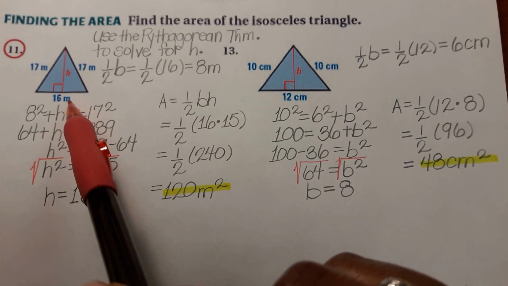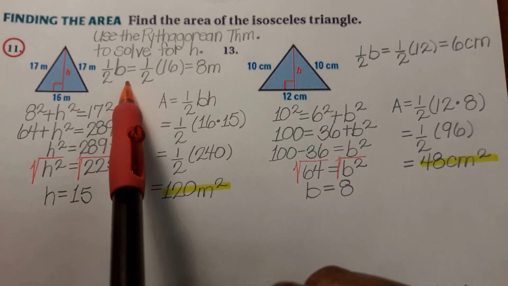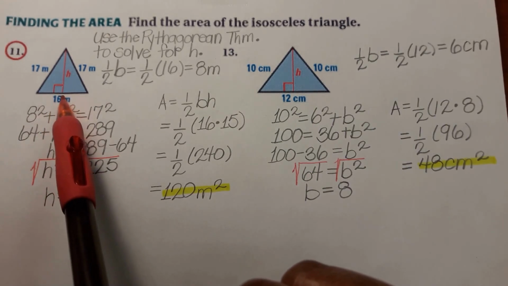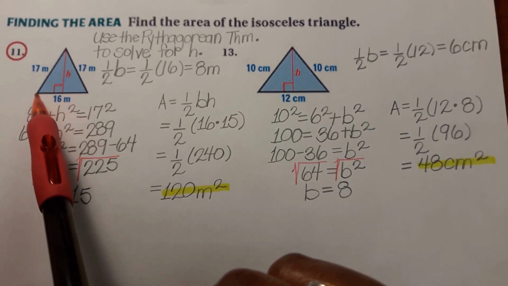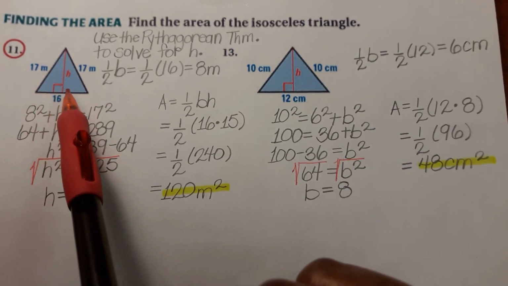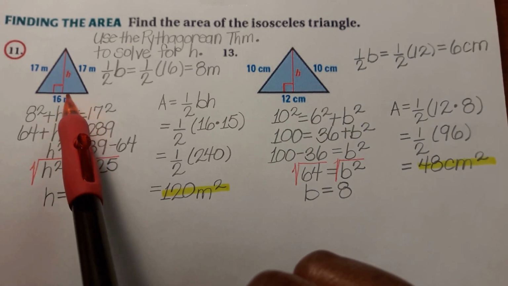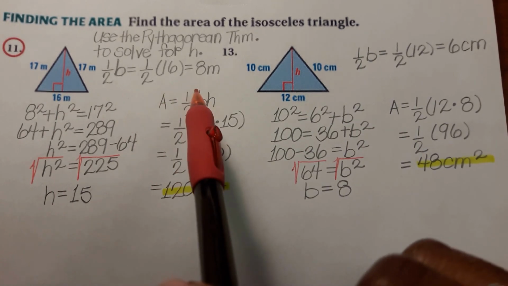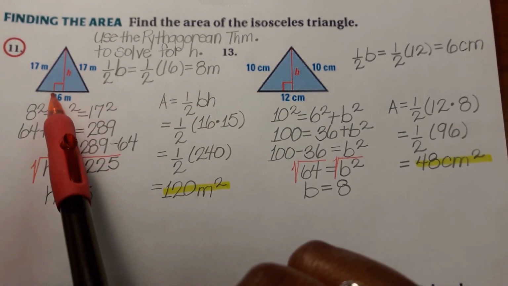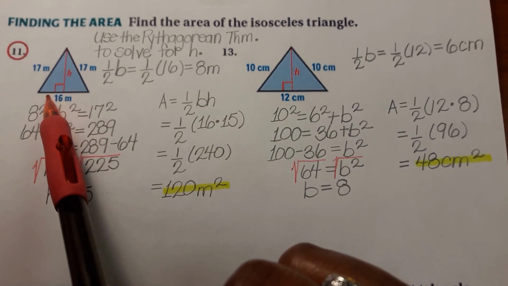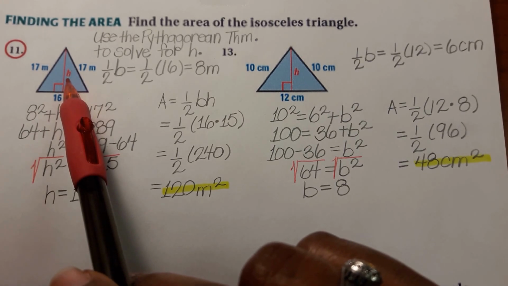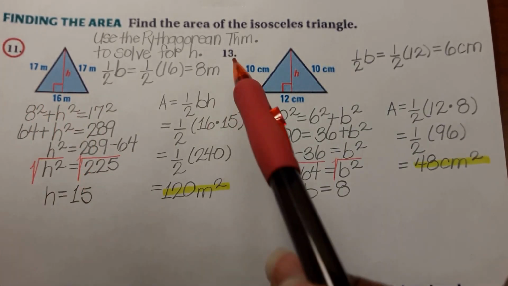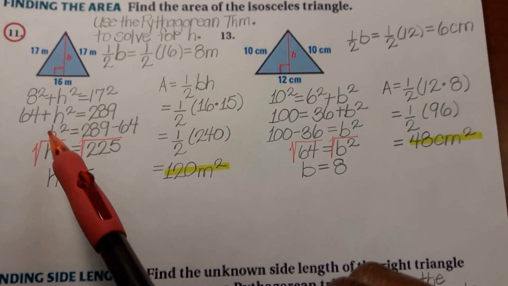What I can do here is I know half of 16 is 8. So my measure from here to here is going to be 8 meters, and my measure from here to here is 8 meters, for a total of 16 meters. Half of 16 will give me 8. That gives me one of my legs. I'm missing my second leg, but I have my hypotenuse. So I can apply the Pythagorean theorem.